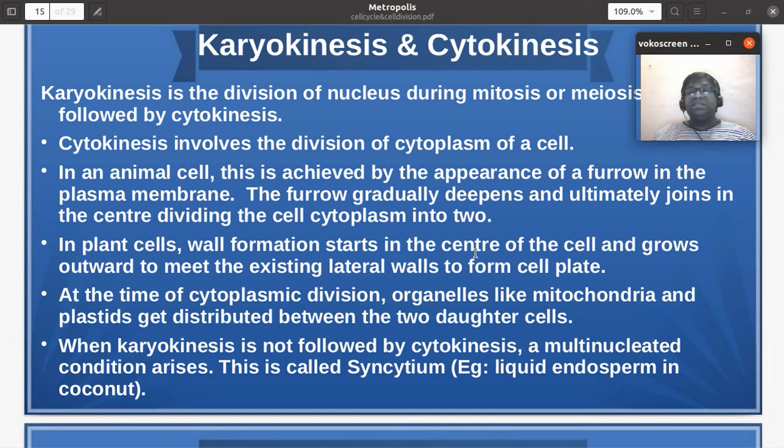An example for the syncytium is liquid endosperm in coconut. The milk of the coconut, or the tender coconut water, is an example for liquid endosperm. Why is it liquid endosperm? Because it has a free nuclear nature, as there is no formation of cross walls. Why is there no formation of cross walls? Because karyokinesis is not followed by cytokinesis. So one of the examples for karyokinesis happening but absence of cytokinesis is the syncytium, which is noticed in the case of liquid endosperm in coconut.